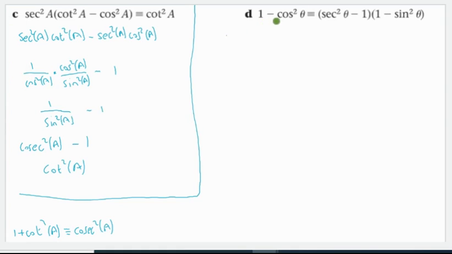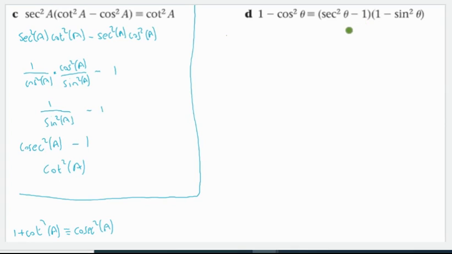I want to prove that 1 minus cos squared theta is identical to sec squared theta minus 1 times 1 minus sine squared theta. Okay, this is interesting. I'm going to start with the right-hand side and try to get to the left-hand side. I'm doing this because the right-hand side looks like there's more to work with.